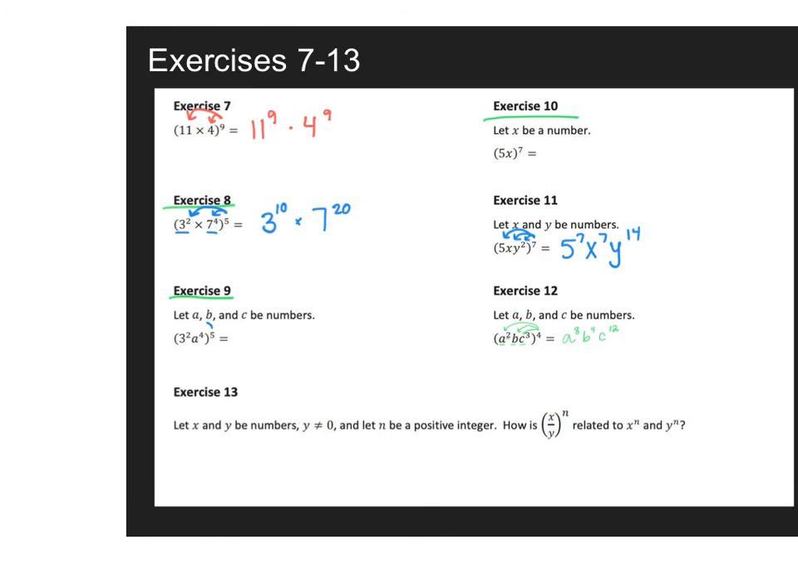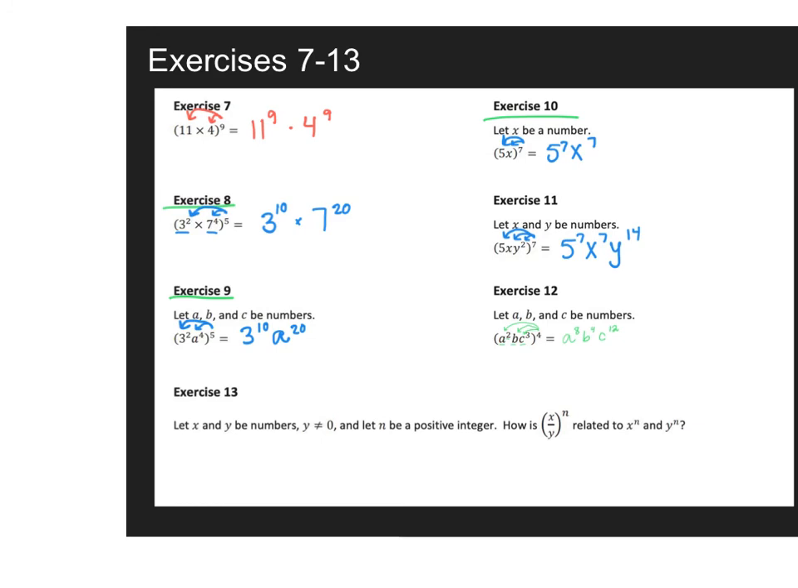Exercise 9. This 5 is going to my 3. It already has a 2. 5 times 2 is 10. And this 5 is going to my A. It already has a 4, so this becomes A to the 20th. Number 10. The 7 is being distributed to the 5. And it's being distributed to our X. All right, check your work with mine. Make sure you have those answers down.